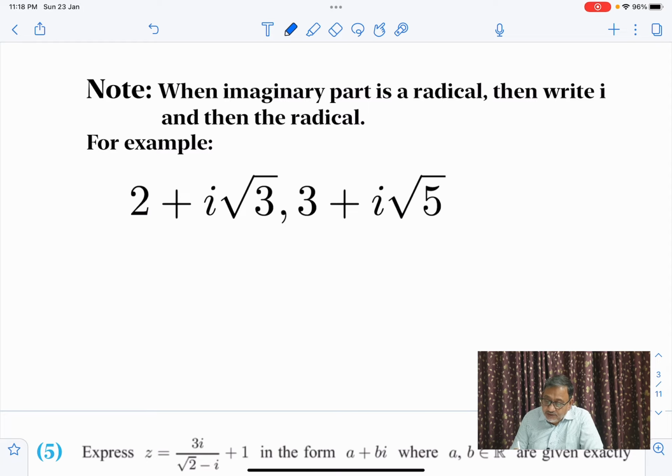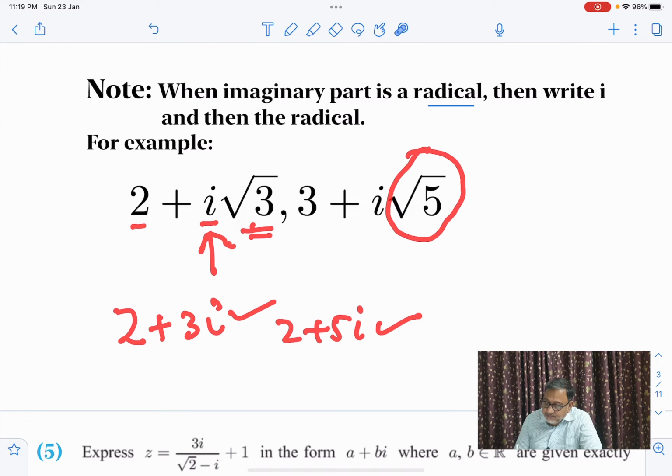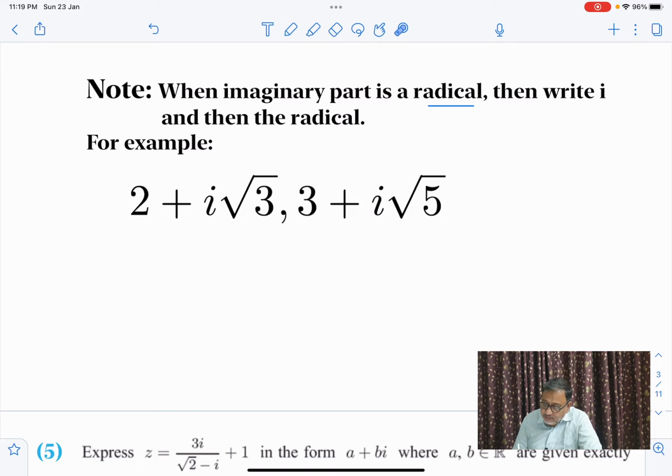Okay. Now note that when the imaginary part is a radical, okay, square root 2, square root 3, square root 5, then write i and then the radical sign. For example, 2 plus i root 3. So first write the iota letter i and then the radical sign. But if it is an integer number, then 2 plus 3i can be okay. 2 plus 5i can be okay. But if there is a radical sign, or a square root number, then write first i, then the square root part. So 3 plus i root 5, so that there is no misunderstanding that i is inside the square root. Because of that, it is written in this way. So I hope you will remember this.